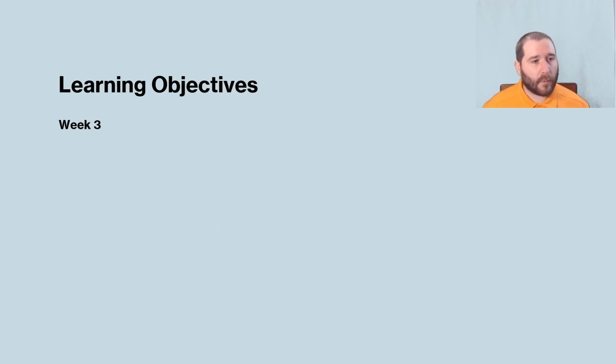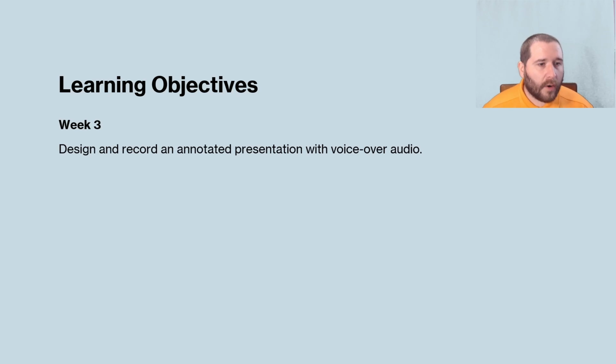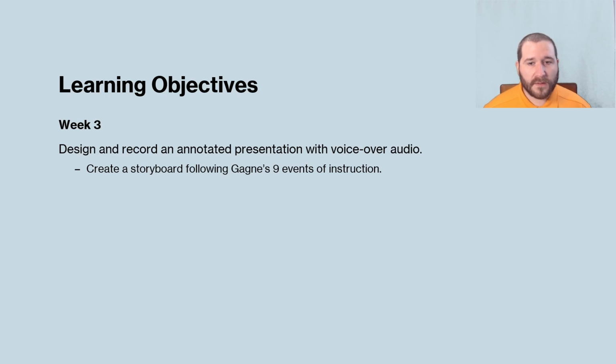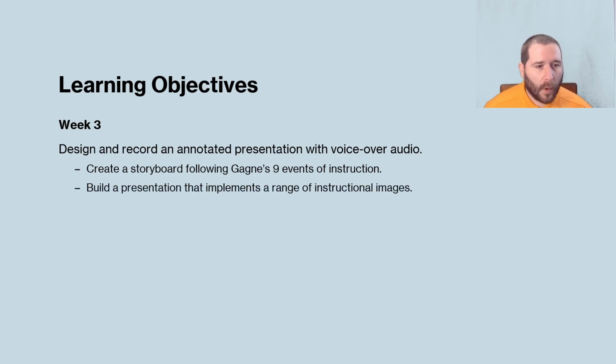So for week 3, our goal is to design and record an annotated presentation with voiceover audio. We're going to make something very similar to this video here. To accomplish that, we're going to first create a storyboard that follows Gagne's 9 events of instruction. And we'll talk about those if you haven't heard them before. We're going to build a presentation that implements a range of instructional images.